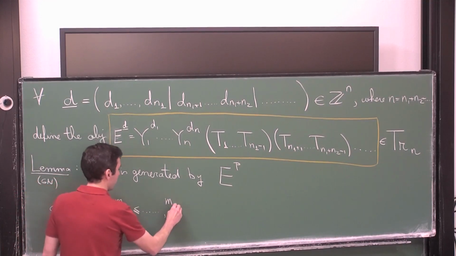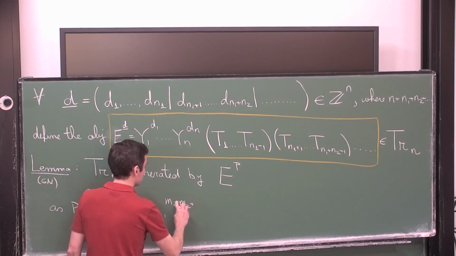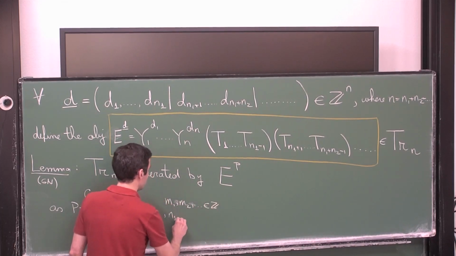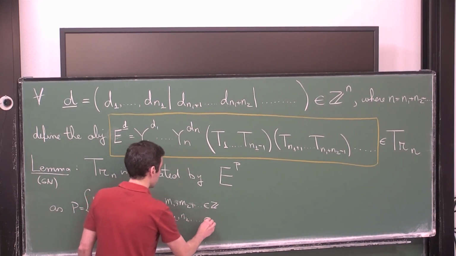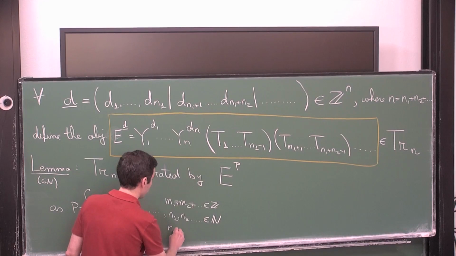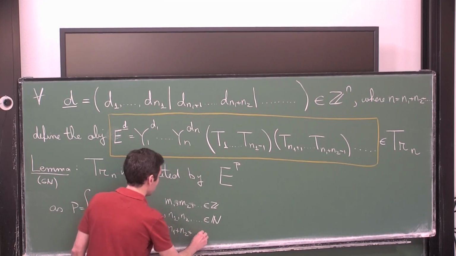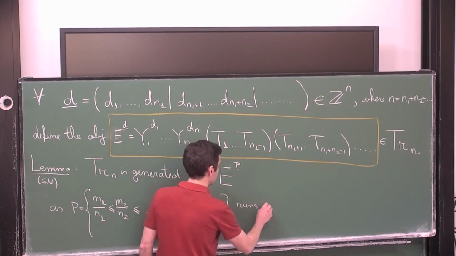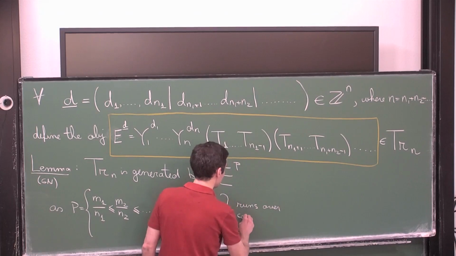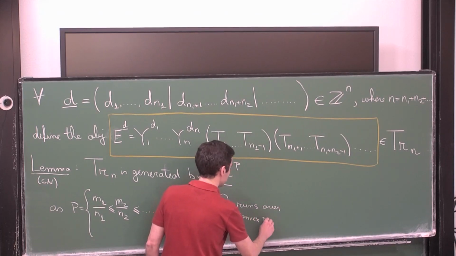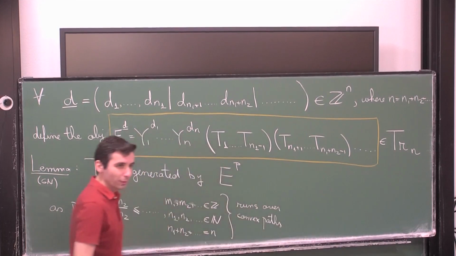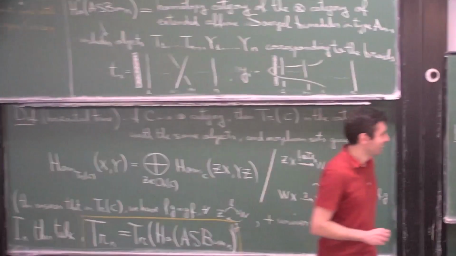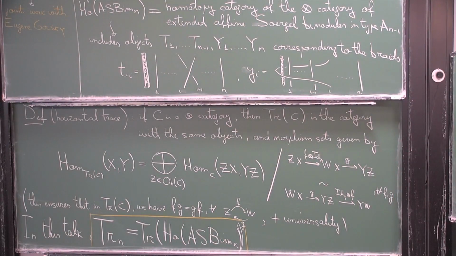Where m1, m2, and so on are integers, n1, n2, and so on, with n1 plus n2 plus ... equal to n. So this runs over convex paths. To emphasize the fact that I'm not a very visual person, this is how I visualize a convex path. And it's understandable I can go like this.